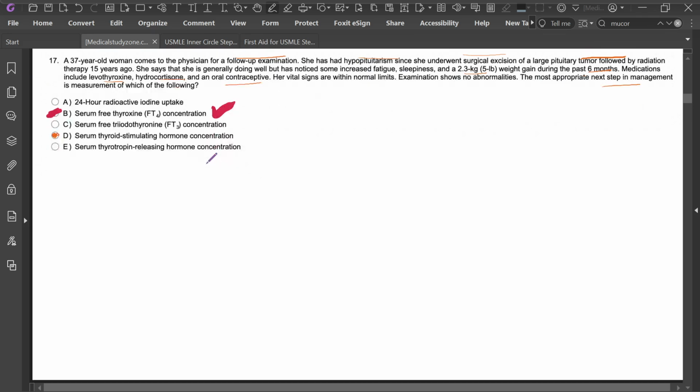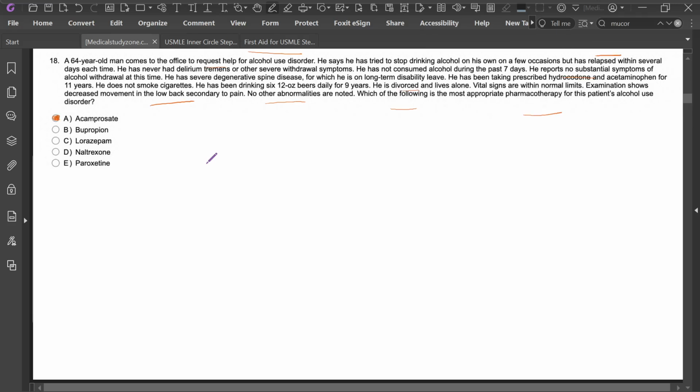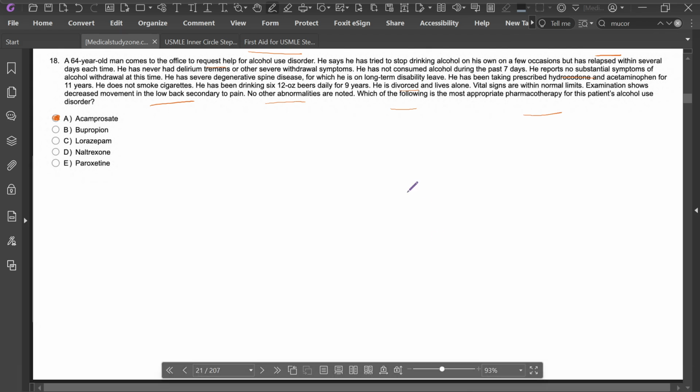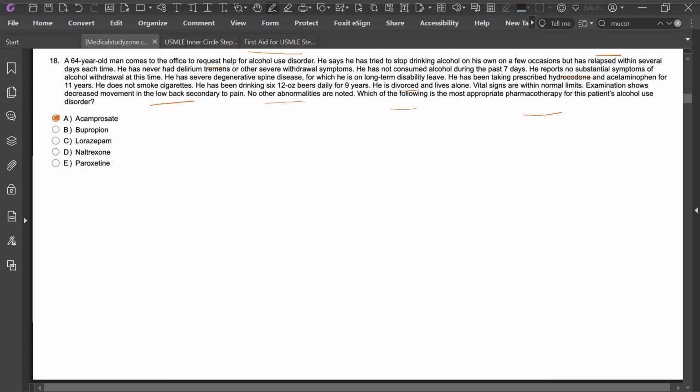He has severe degenerative spine disease for which he is on long-term disability leave. He has been taking prescribed hydrocodone and acetaminophen for 11 years. He does not smoke cigarettes. He has been drinking 12 ounces of beer daily for 9 years. He's divorced and lives alone. Vital signs are normal. Exam shows decreased movement in the low back, secondary to pain. No other abnormalities are noted. Which of the following is the most appropriate pharmacotherapy for this patient's alcohol use disorder?